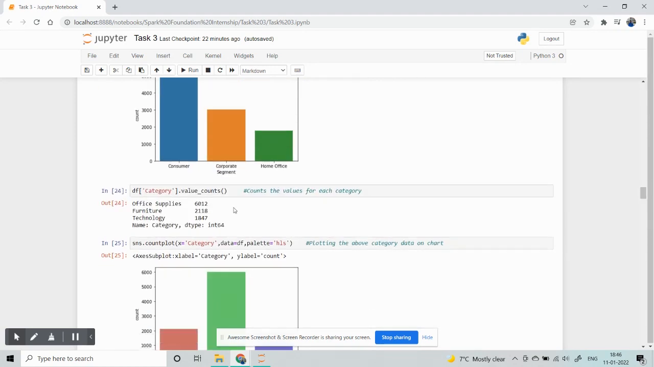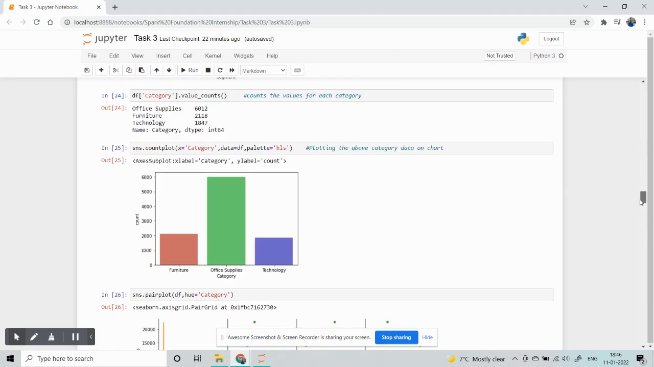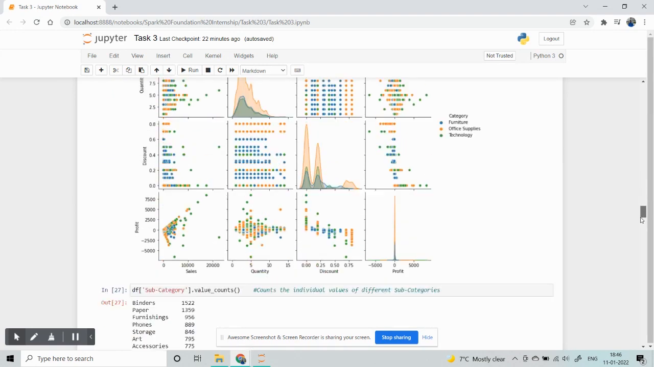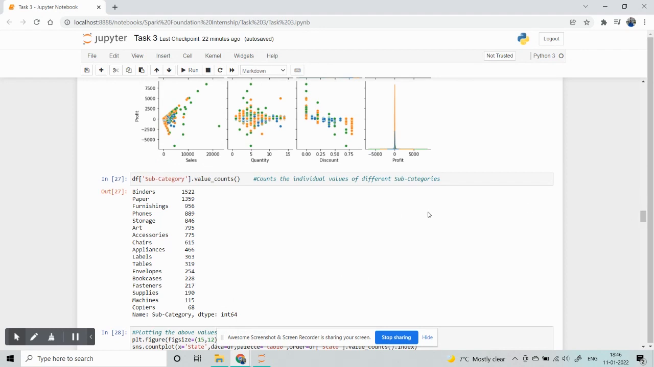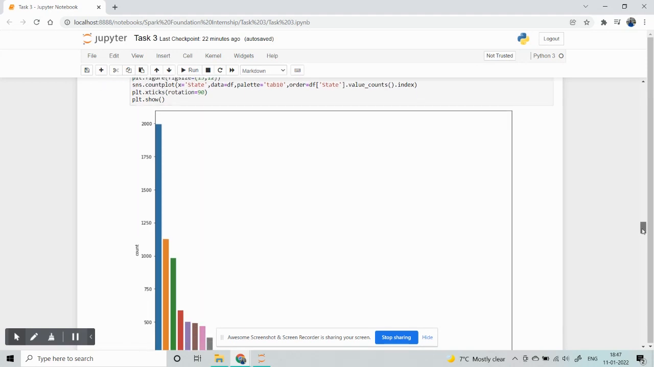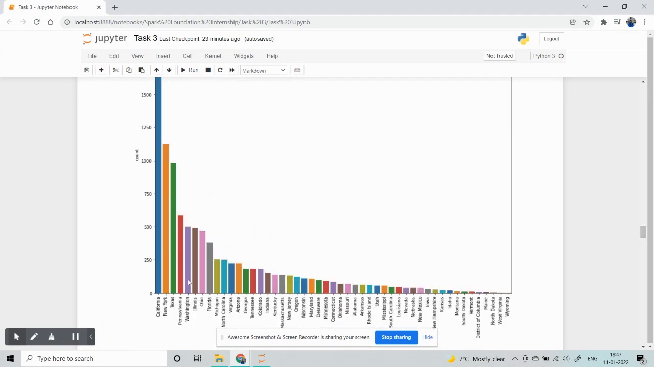Next, we can see the value counts of different categories, and we can see that office supplies has the highest count. Next, we're looking at the subcategories, and we can see that binders has the highest count. Now looking at the count state-wise, we can see that the state of California has the highest count, followed by New York.